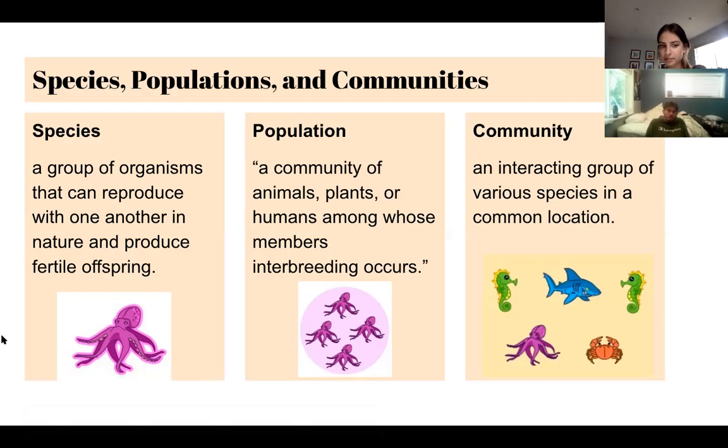So as you can see in the pictures, in the first picture under species, it's just one octopus. Under population, it's a population of octopus, so there's multiple. And then the community is an octopus and the other sea creatures that are there as well.